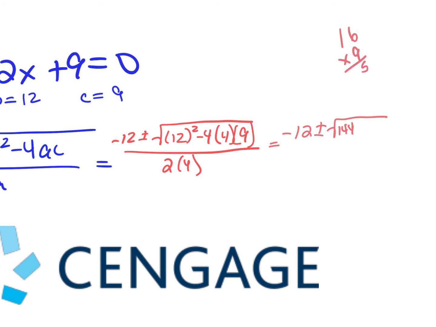Whoops. 9 times... hold on. All right, so 6 times 9 is 54. I was trying to get that 5 to go away, and then everything went away. So, right, carry the 5. 9 times 1 is 9, plus 5 is... Okay, so I have 144 minus 144, all over 2 times 4 is 8.